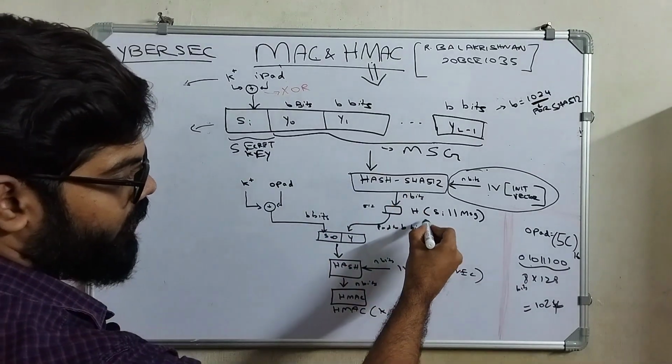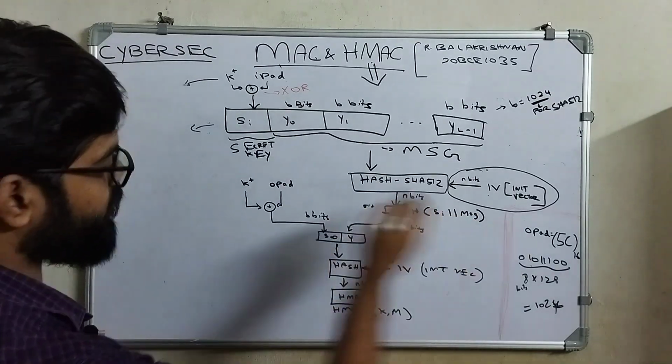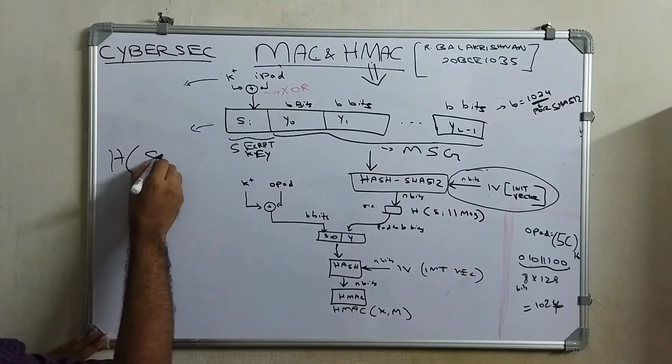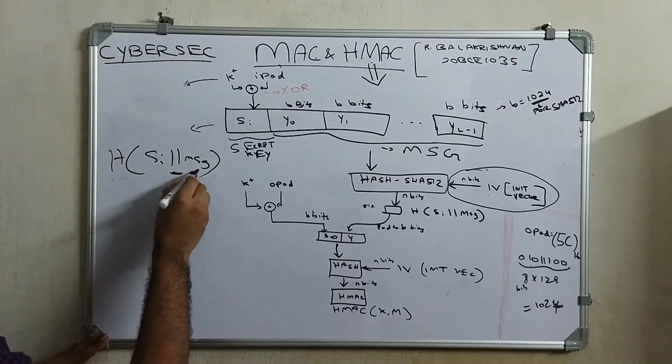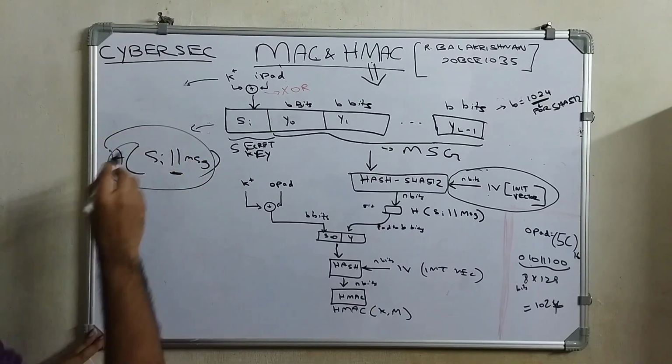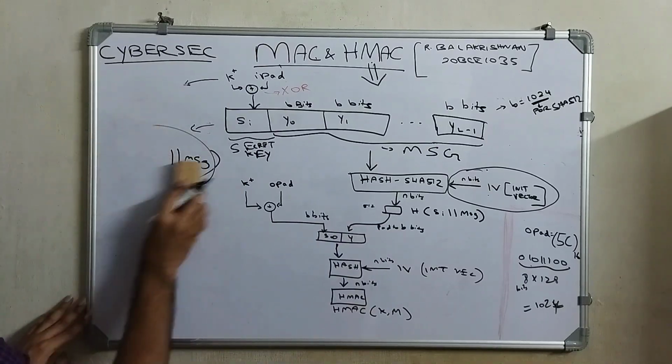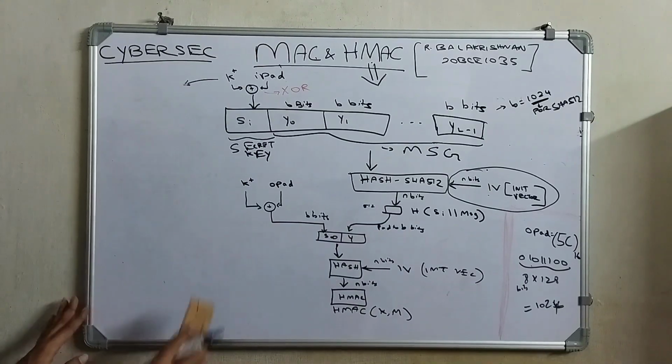And then see, this is the what? Don't get confused by this function. H of the secret key and message means that the secret key concatenated with the message is being hashed. That is what we are telling. So that is of 512 bits.